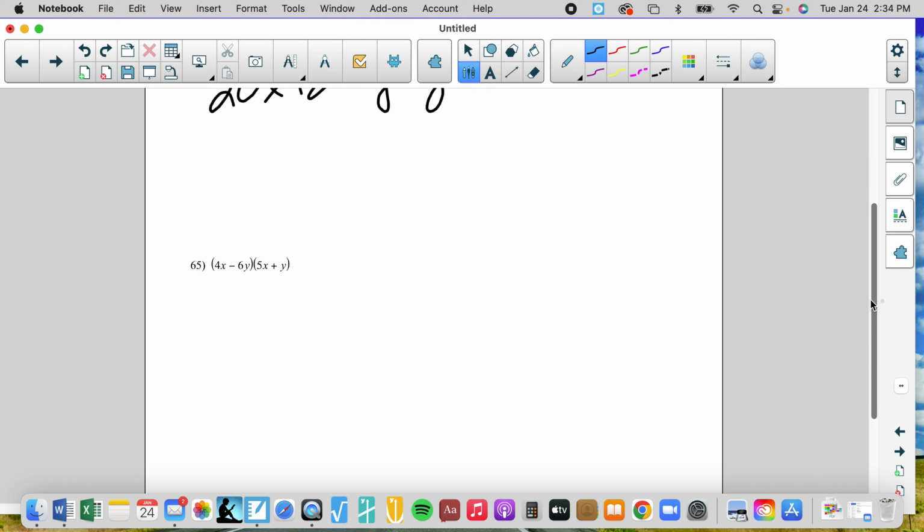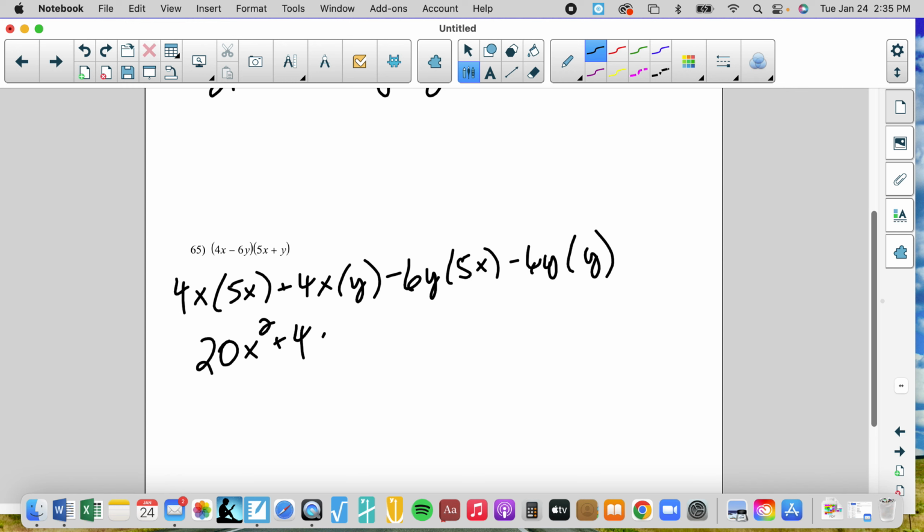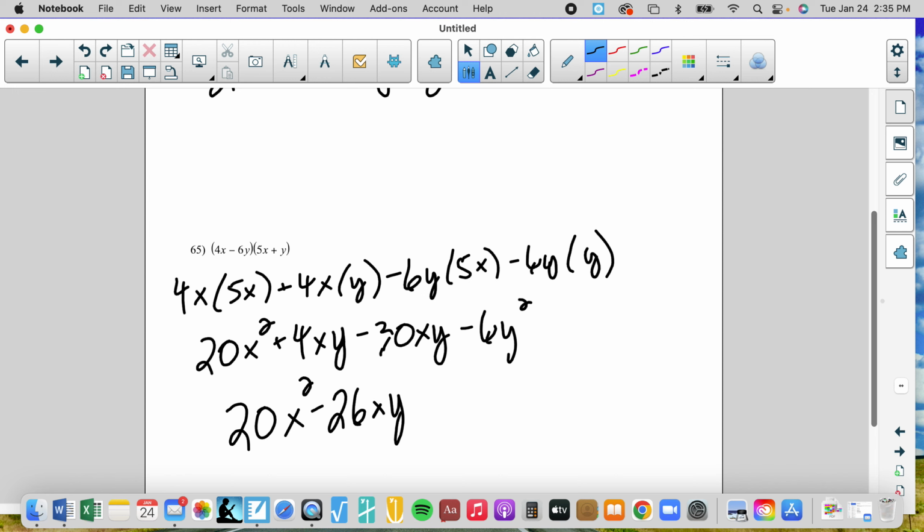And the last, but not least, total of an hour? All right, it took me an hour. So 4x times 5x plus 4x times y minus 6y times 5x minus 6y times y. 20x squared plus 4xy minus 30xy minus 6y squared. 20x squared minus 26xy minus 6y squared. Woo!